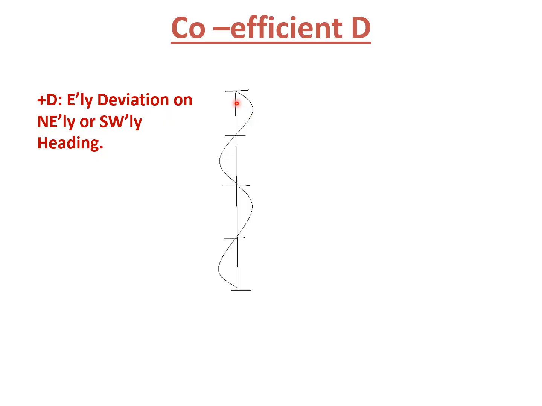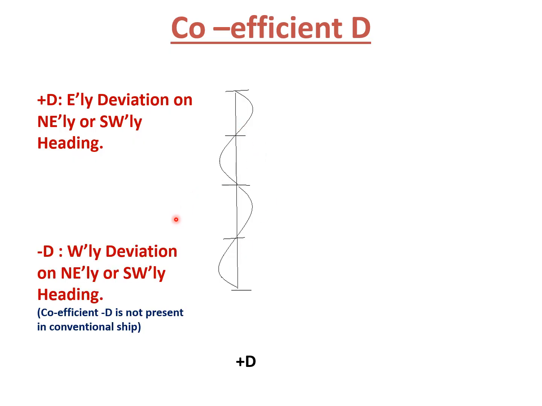If you look to your previous note, you'll see this. We have created this curve already, right? And this type of curve, which has this type of deviation, we call a plus D curve, and the shape is called a plus D shape. Whereas when the westerly deviation occurs on northeasterly or southeasterly heading, we call it a minus D shape, and it will give us a curve like that.